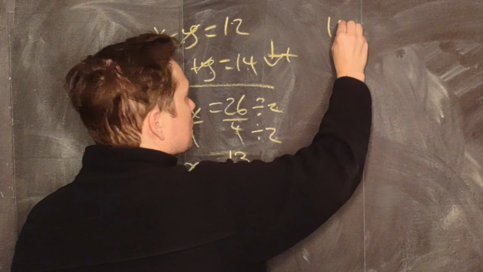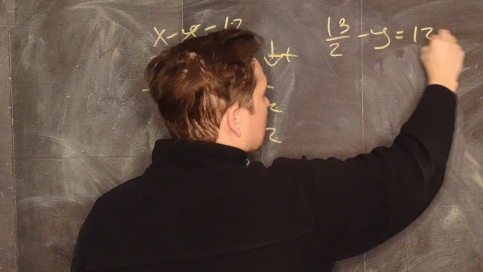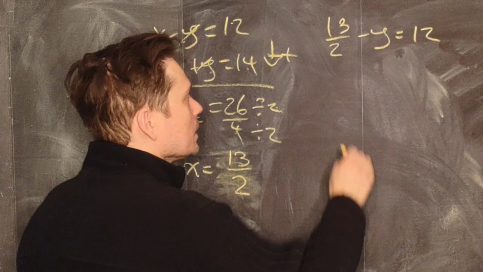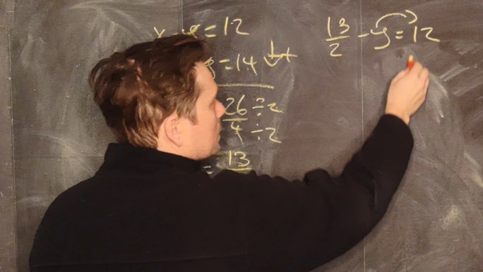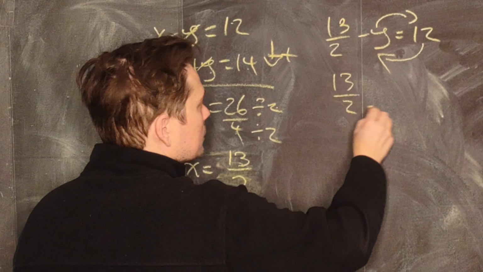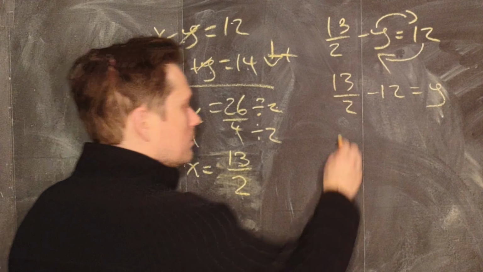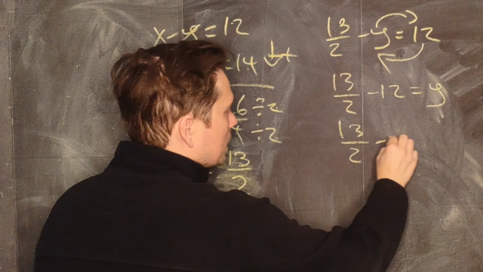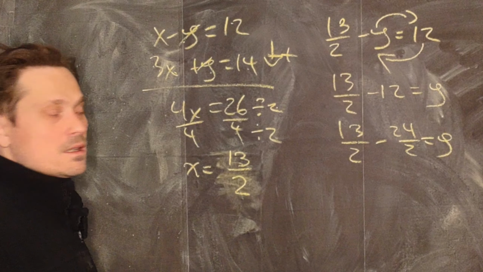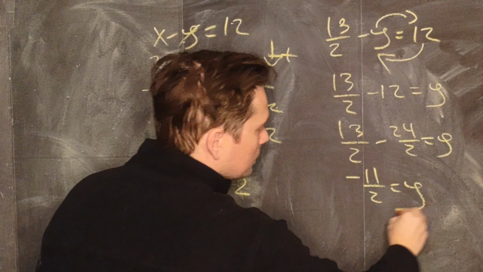So it's going to be here 13 over 2 minus y is equal to 12. Then just solve for y. So how do we do it? Well, we have to basically move this to here to addition, move that to here to subtraction. So 13 over 2 minus 12 is equal to y. Right, it becomes 13 over 2 minus 24 over 2 is equal to y. 13 minus 24 is going to give us negative 11 over 2 as the value of y.